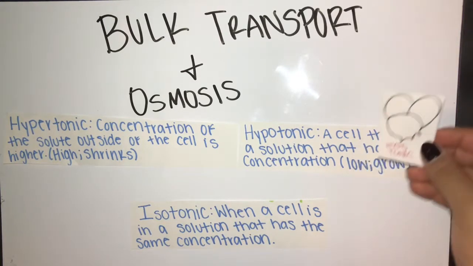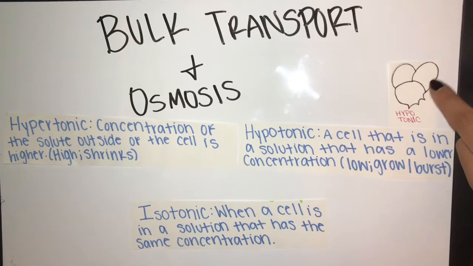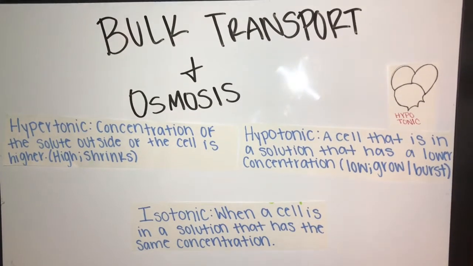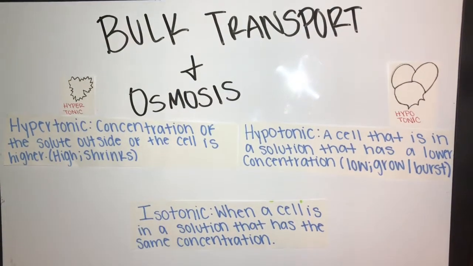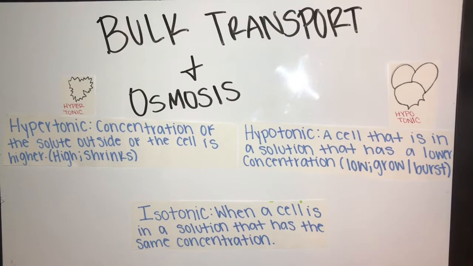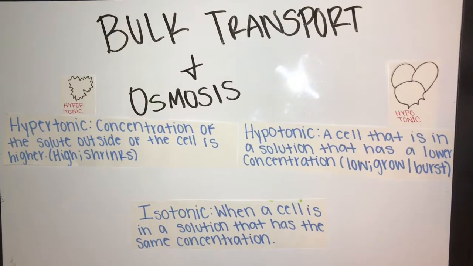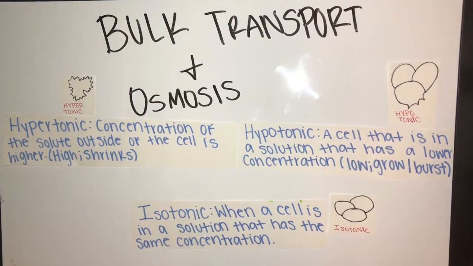So this is a picture of hypotonic. As you can see, it grew and burst, and it's fat and chubby just like me, except the bursting part. Hypertonic, the cell shrinks because the concentration on the outside is so high that the inside can't handle it, so it just shrinks. But isotonic, wow, look at that. Isn't it perfect? Isn't it pretty? I love it.